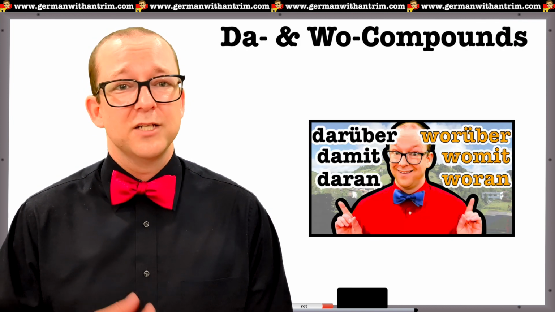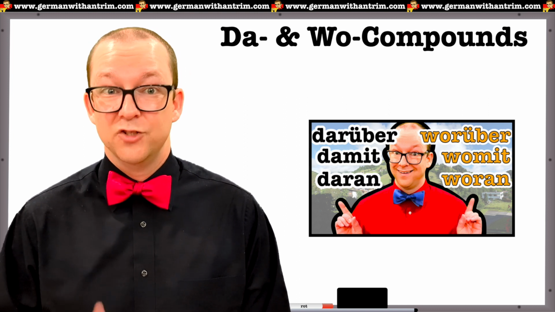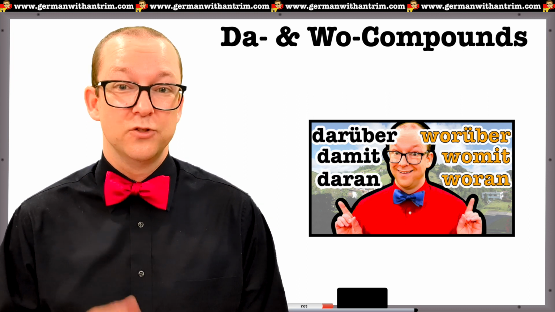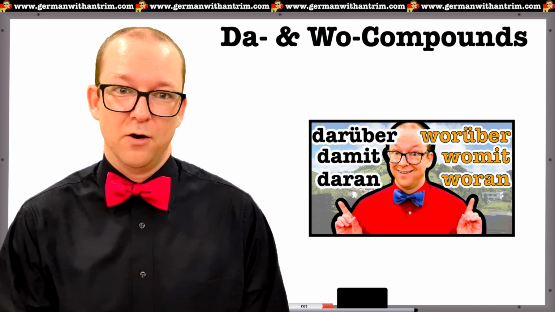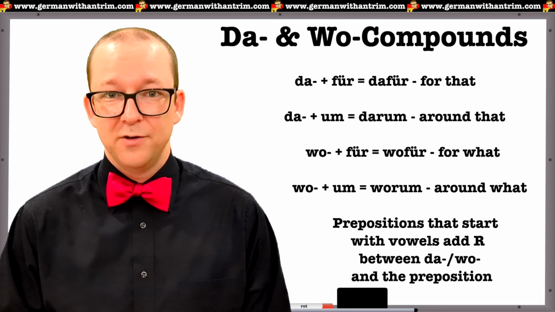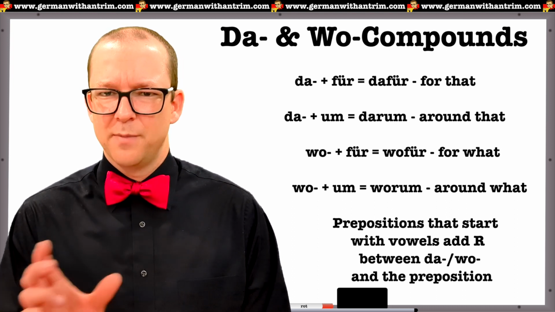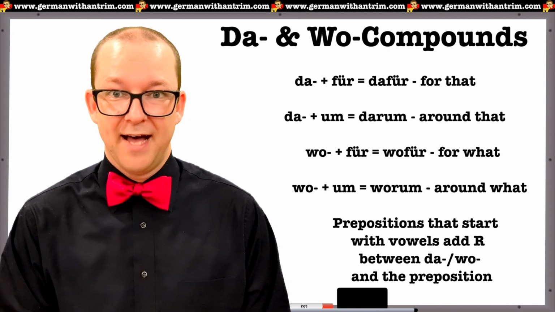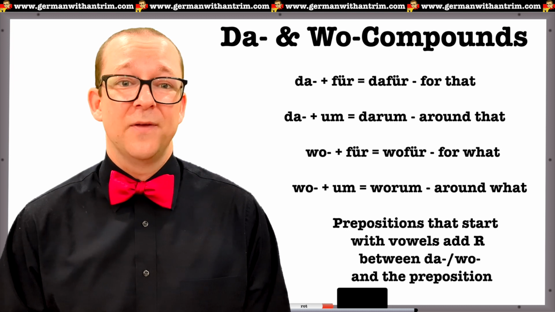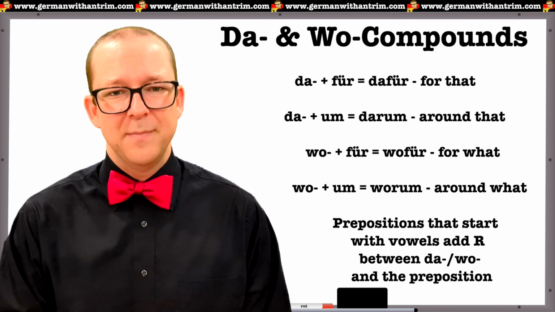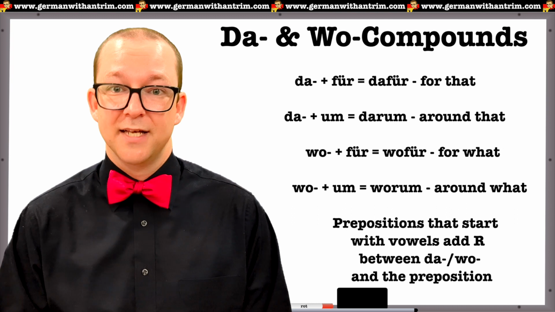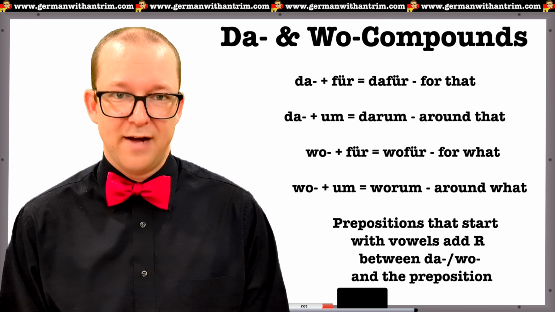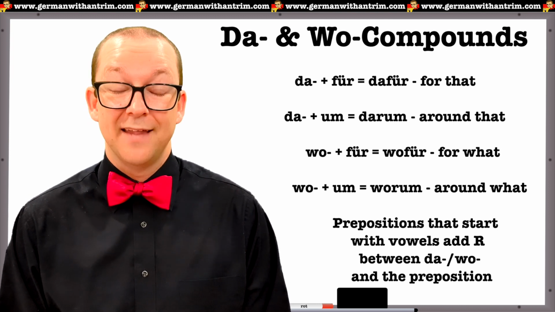In a previous video I explained how da and wo compounds work in general in German. If you haven't seen that video yet, please go watch that first, as today's video assumes that you already know everything from that video. If you don't feel like watching that video right now, here's a quick rundown of the idea. Take a preposition and add da in front of it, and it says something like for that or around that. Add wo instead of da to get something like for what or around what. In many instances, these words take on new translations instead of just the preposition plus that or what. If the preposition starts with a vowel, add r between da or wo and the preposition.